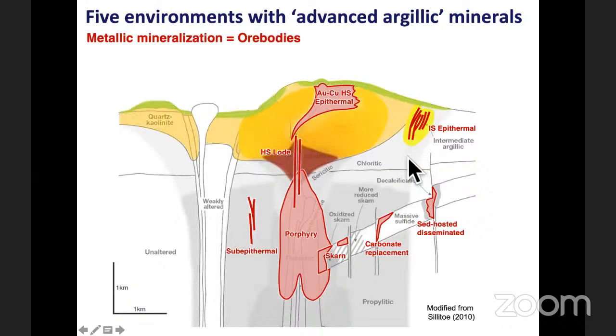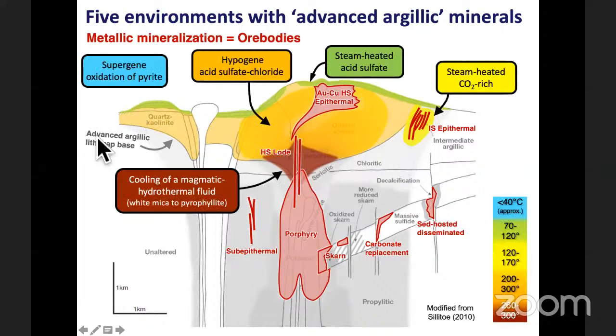So let's look at these 5 environments of advanced argillic alteration, where we can have advanced argillic alteration minerals. Following Sillitoe's term, we call all of these the lithocap, this alteration envelope above a magma chamber that is degassing. The first one is the cooling of magmatic hydrothermal fluid, white mica to pyrophyllite. Then we have hypogene acid sulfate chloride surrounding high sulfidation deposits. Then we have a steam-heated acid sulfate above the water table.